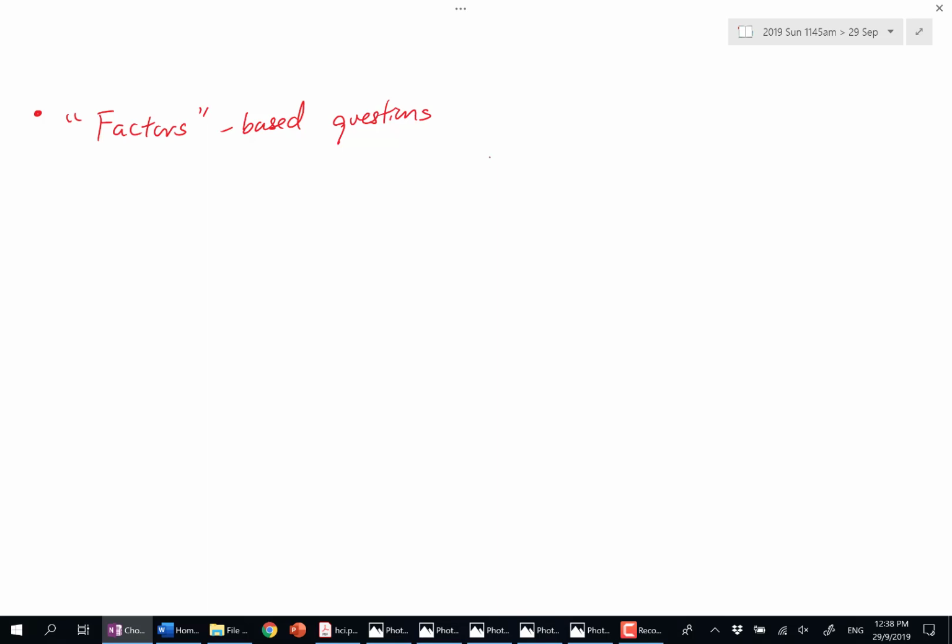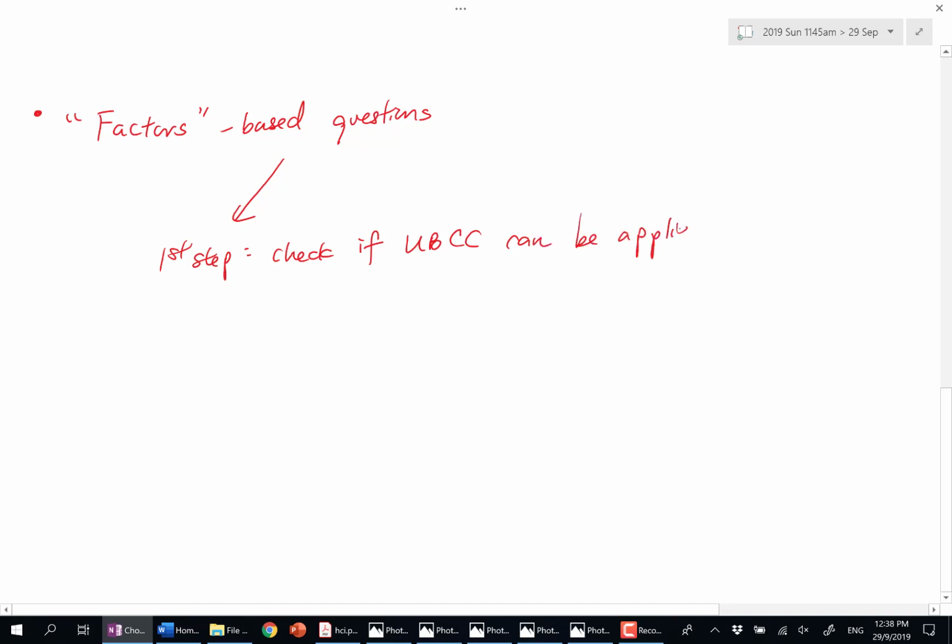Question is on factors. Number one, you should first think, okay, check if UBCC can be applied. Check if you can apply UBCC to the answer. UBCC means you are looking at unintended consequences. You're looking at benefits, okay? You're looking at constraints and costs.